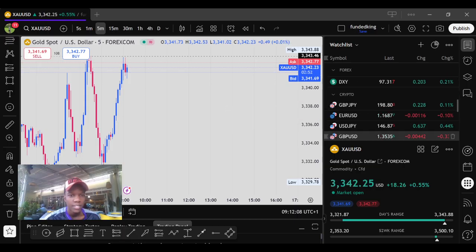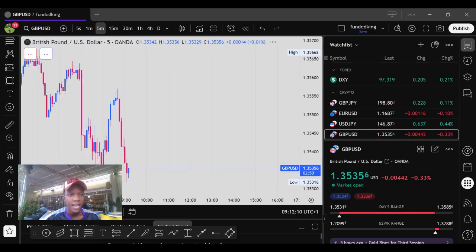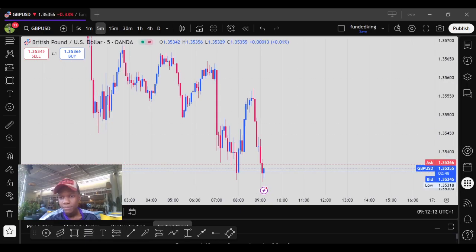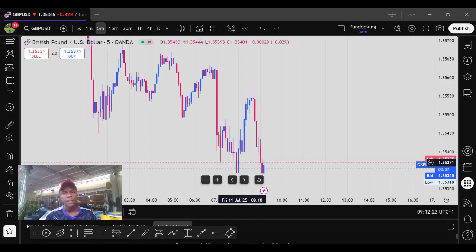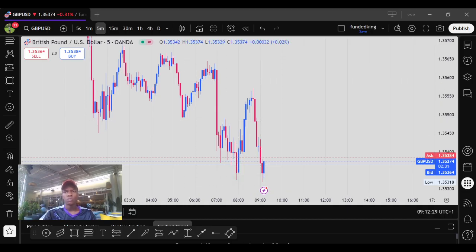So let us look at GBP USD and see how it behaves. How much is smaller funded? About 25 thousand is good, but at least 15 thousand minimum.